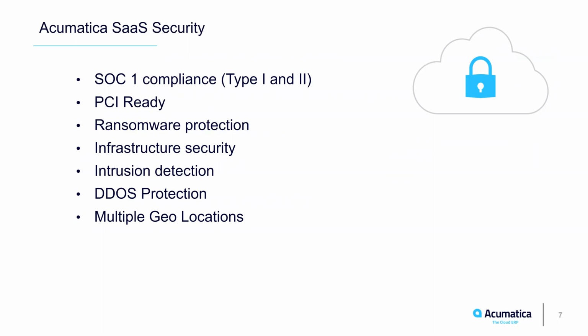Of course, infrastructure security. I mean, imagine the security that Amazon has as their data centers. And then we have a lot of extra layers on top of that for intrusion detection. This is both on a firewall level and an application level. There's application level intrusion detection built into Acumatica, and it can even protect against things like DDoS attacks and other types of attacks that are common.